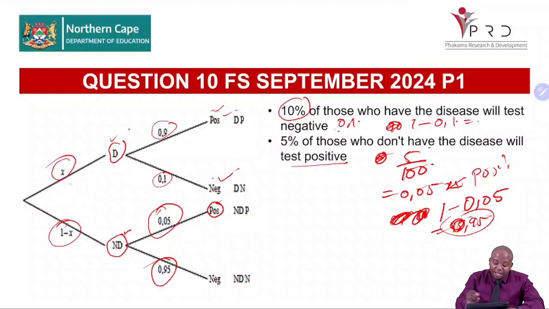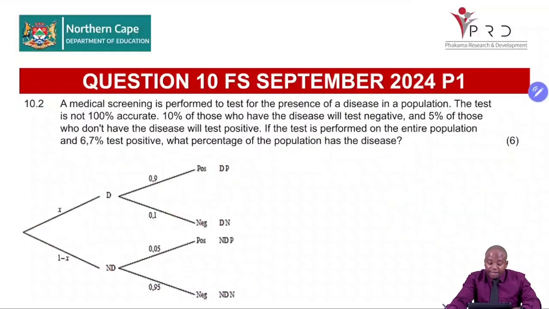I hope that makes sense. Then we're going to get our values to say D and P. This is DP, this one is going to be DN, then NDP, not disease positive, and we're going to have no disease negative in that case. So that's our tree diagram.